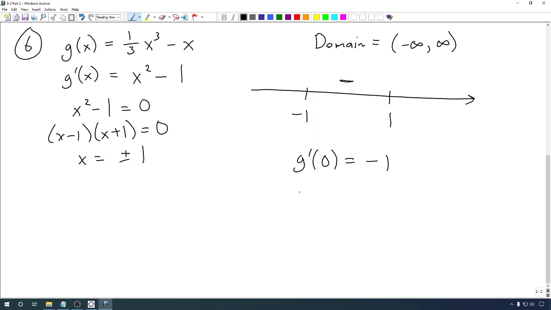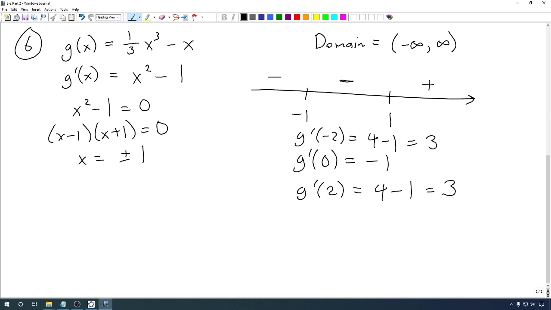From 1 on, go ahead and pick 2, the smallest integer that we can. There, x squared is 4. We still have the minus 1, so we get a positive 3. And finally, on the other side, it's kind of nice and symmetric, so we might as well pick negative 2. In fact, the square is going to get rid of the negative anyways, so we're going to get the same result as we got for 2. We get a positive 3.